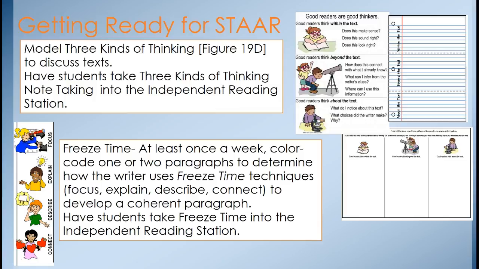So that's a great thing to do. Freeze time at least once a week. Color code one or two paragraphs to determine how the writer uses freeze time. How did that writer take a look at that? It will help them to slow down and look at what authors do. And even on the STAR passages, slow down and really read about what that author of that passage wanted them to know.